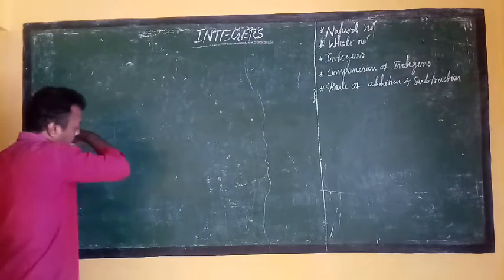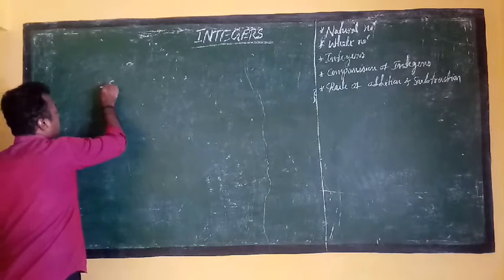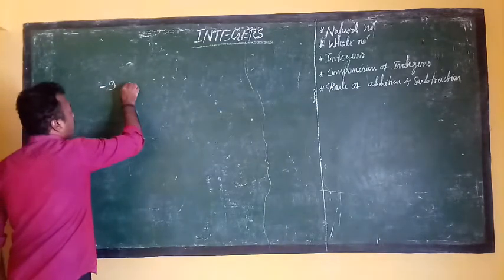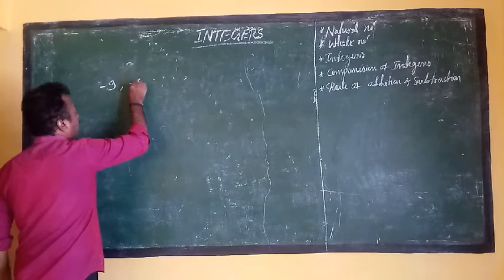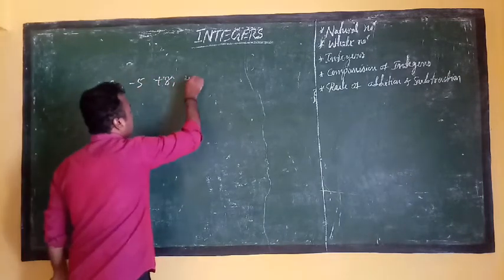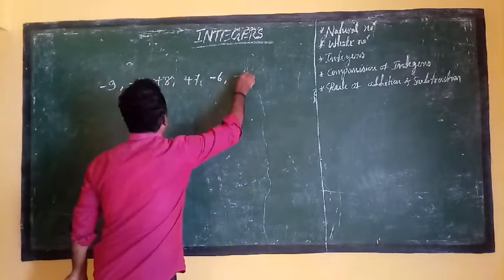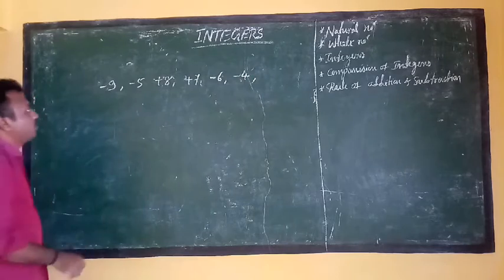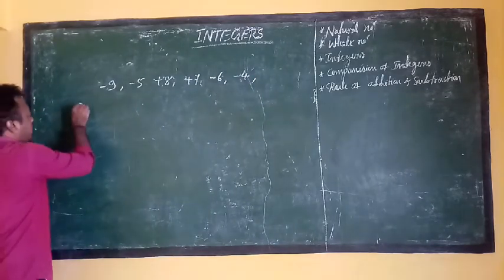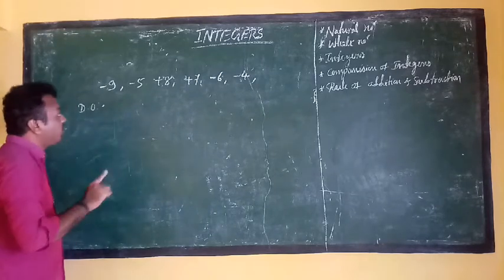See, I will show one of the examples. -9, -5, +8, +7, -6 and -4 in that. So you should write the descending order. Descending order means bigger to smaller. So which is the bigger?